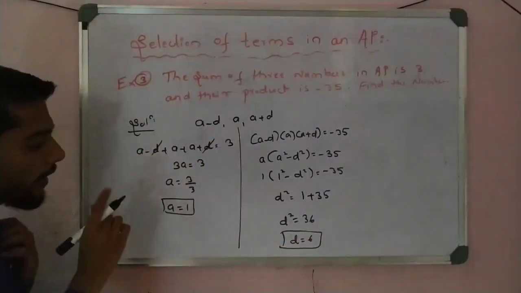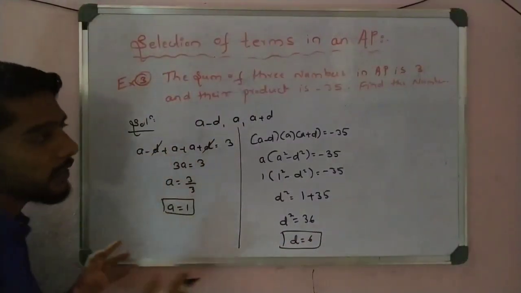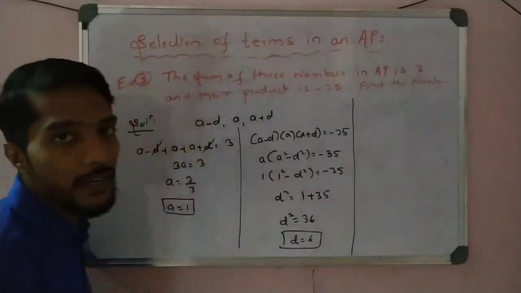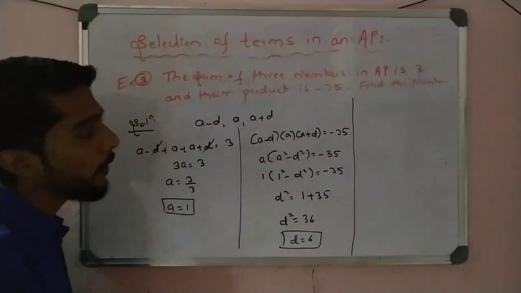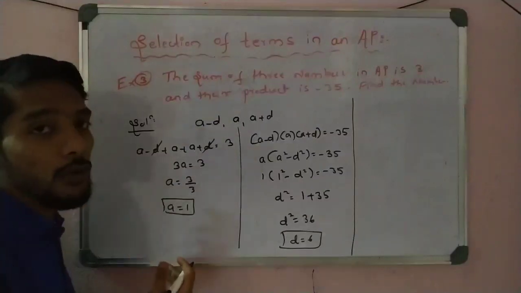So hope all of you get a is equal to 1 and d is equal to 6. If you get like that, it means your answer is correct. You get perfect in this solution. Okay, this type of problem is 100% solved in examination.